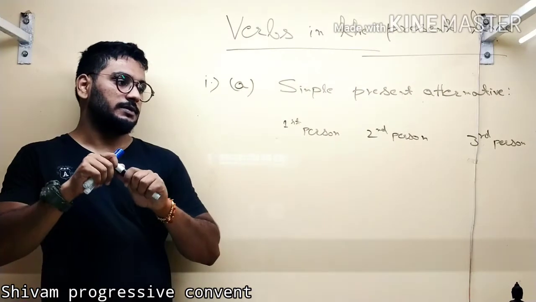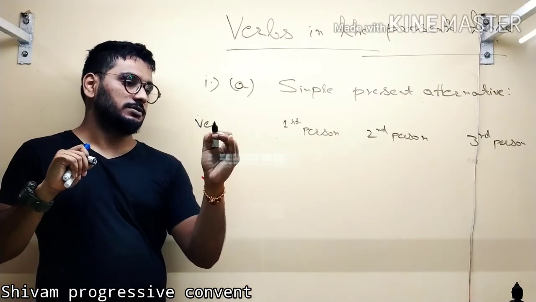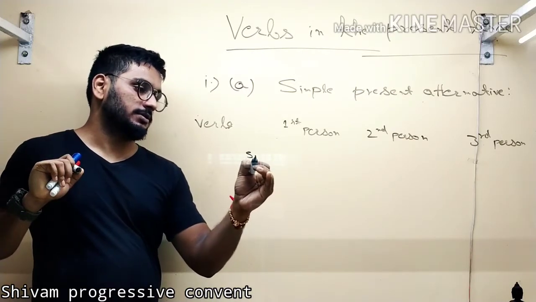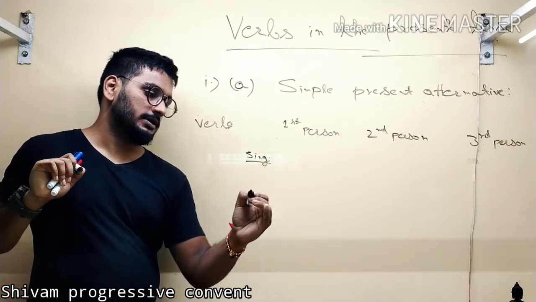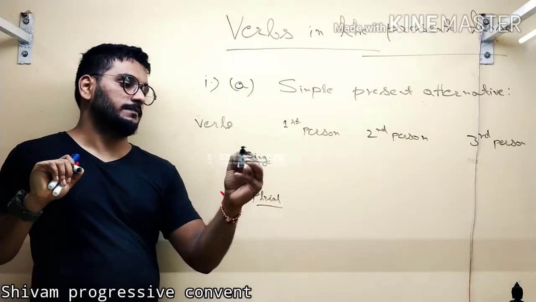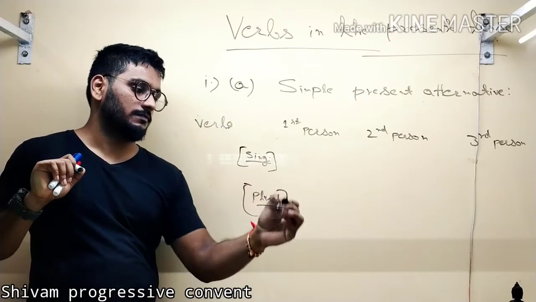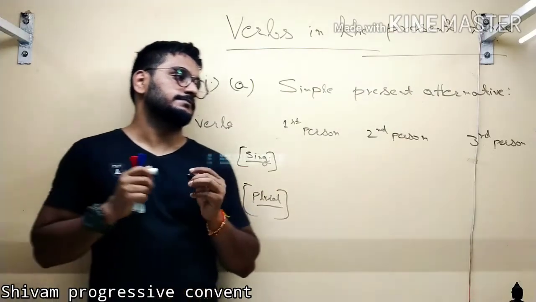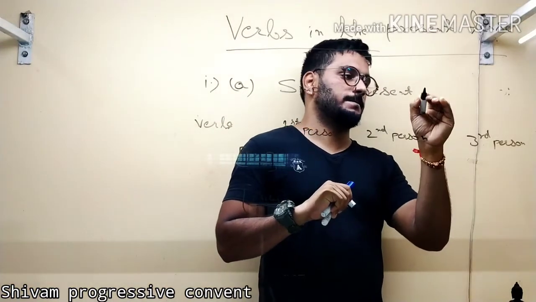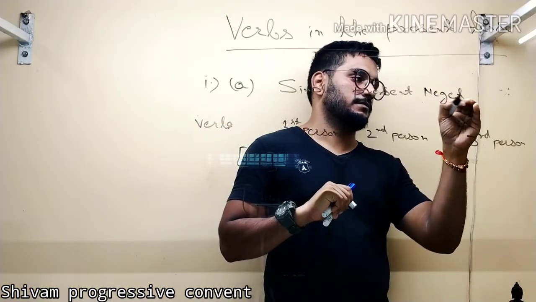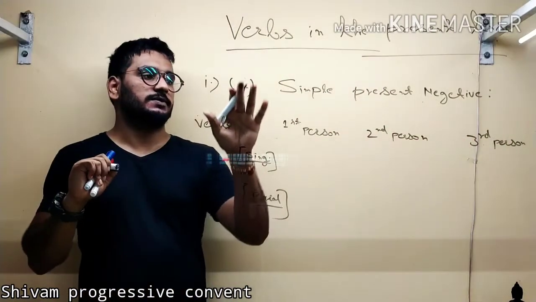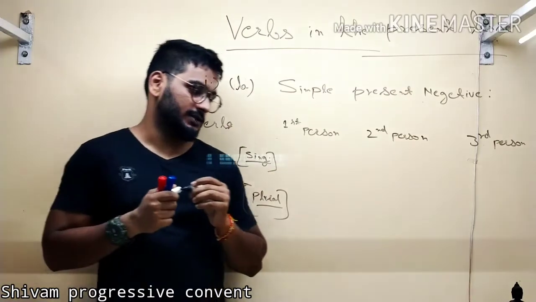So here we will write verb, and here singular form and then plural form. Simple present affirmative we have discussed, now negative. Simple present negative sentences, and this will be the 1B part of the first only.